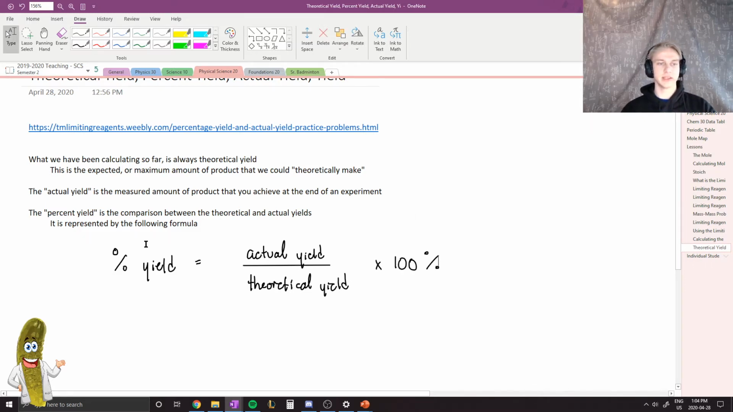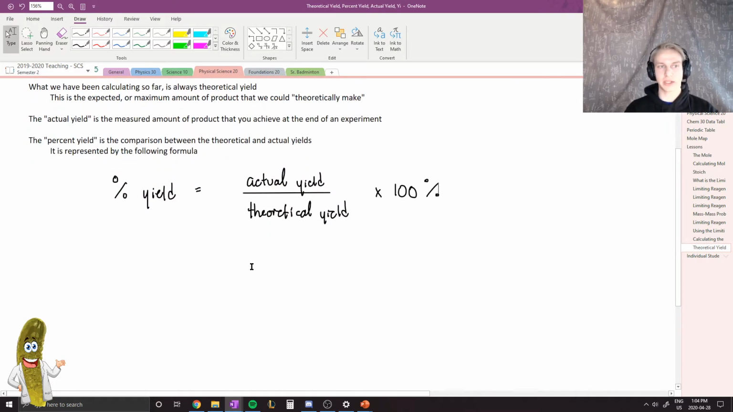This formula is very similar to how you would calculate your grade at the end of an exam or on an assignment. The theoretical yield would be like the possible number of questions on the exam. So if I gave you an exam that was out of 10, if you got 100%, it would be 10 out of 10. If you did an experiment and the theoretical yield, so what you calculated, was 26 grams, and you got 26 grams as your actual yield, you would get 100% in terms of your percent yield.